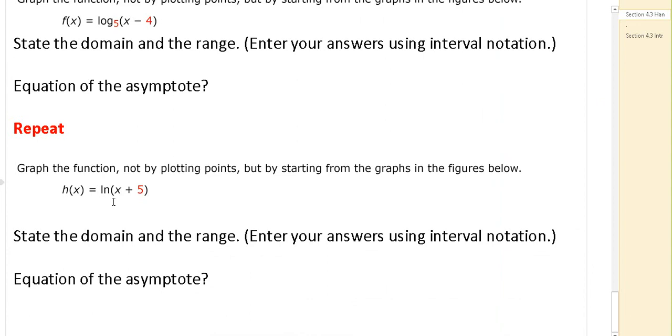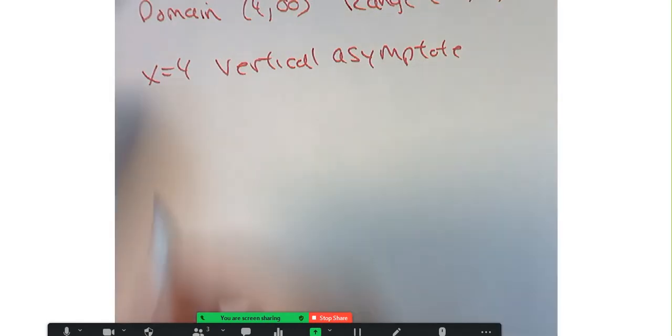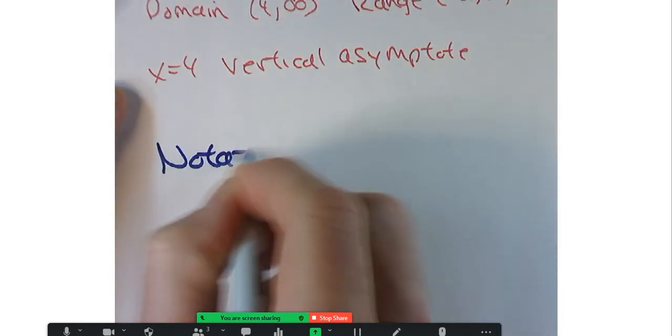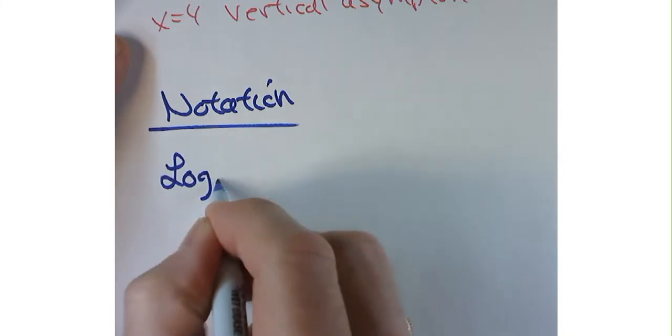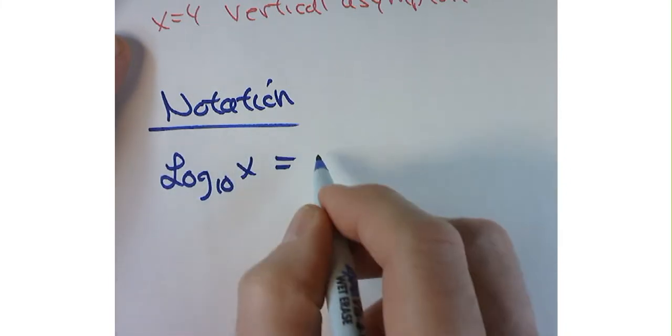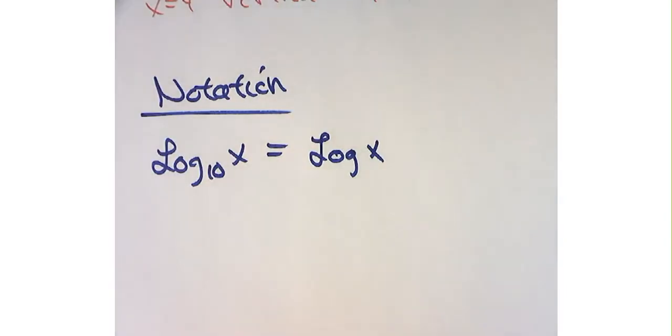Now, I kind of wanted to hold off until the next section on this, but I guess I'll share it with you now because it appears as though we need it in this section. So just some notation. Log base 10 of x is the same as log of x. You don't have to write the base 10. It's just understood to be there, like square roots, and I think I mentioned that before tonight.